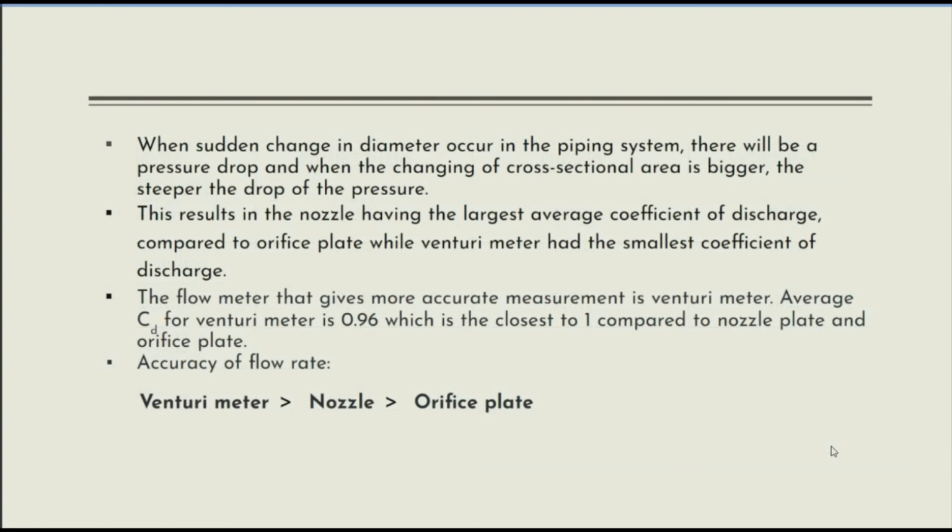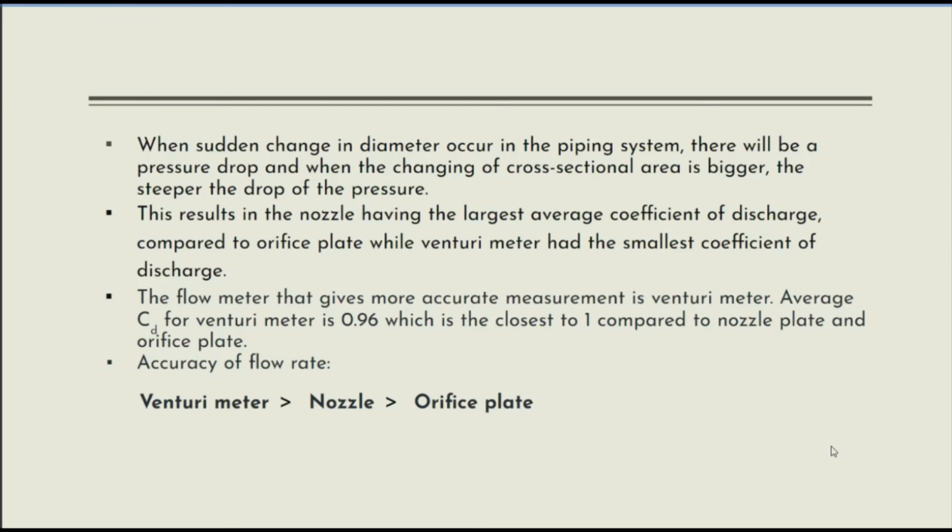When a sudden change in diameter occurs in the piping system, there will be a pressure drop, and when the change of cross-sectional area is bigger, the steeper the drop of the pressure. This results in the nozzle having the largest average coefficient of discharge compared to the orifice plate, while the venturimeter had the smallest coefficient of discharge. The flow meter that gives the most accurate measurement is the venturimeter. The average coefficient of discharge for the venturimeter is 0.96, which is the closest to 1 compared to the nozzle and orifice plate.